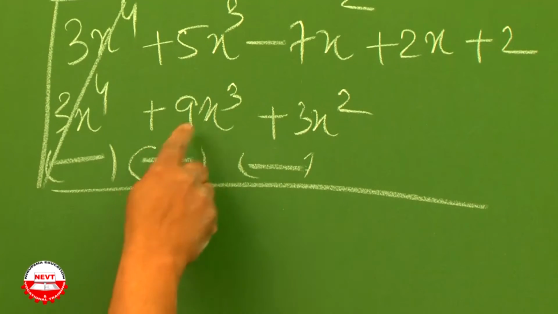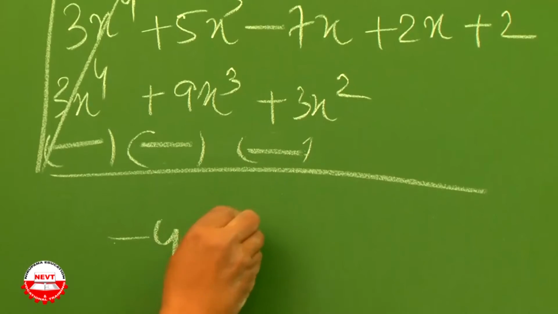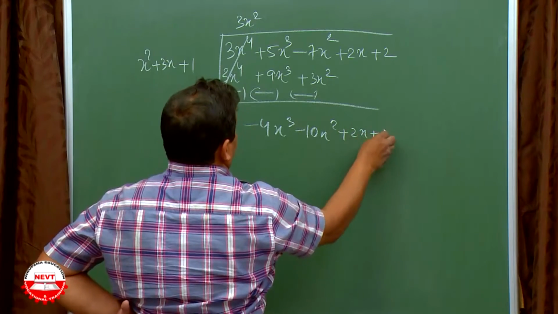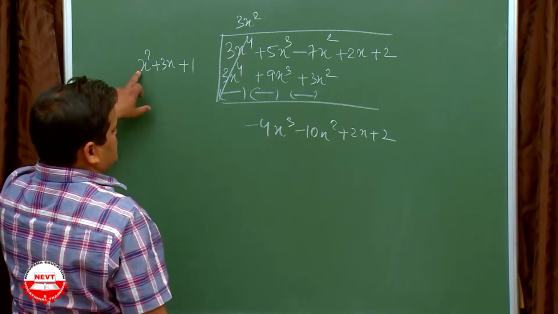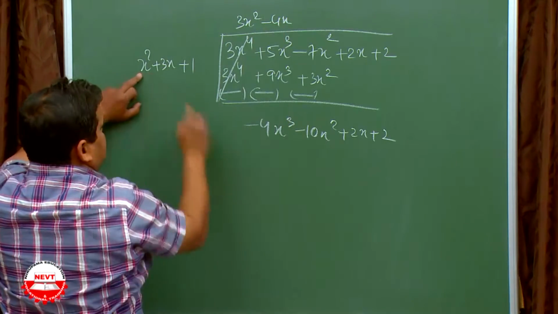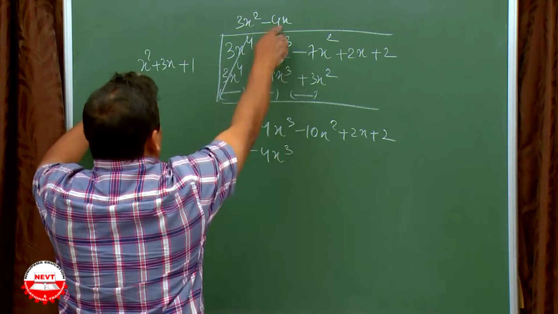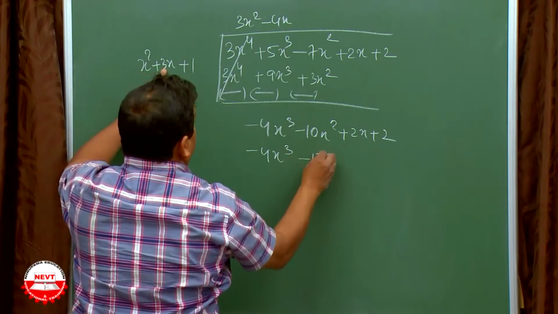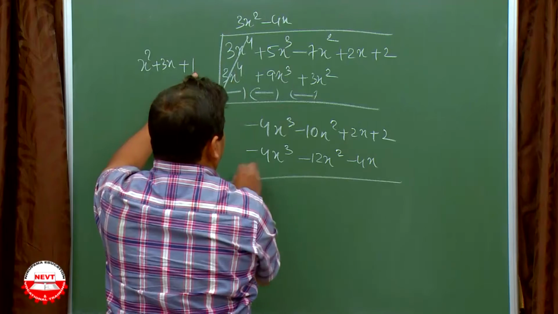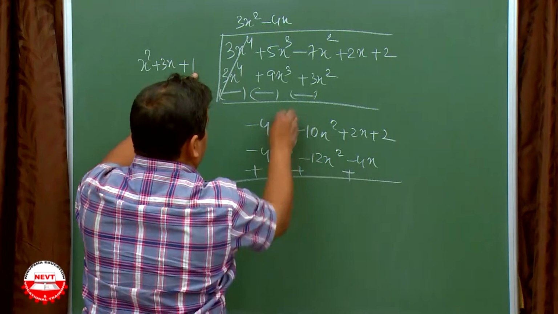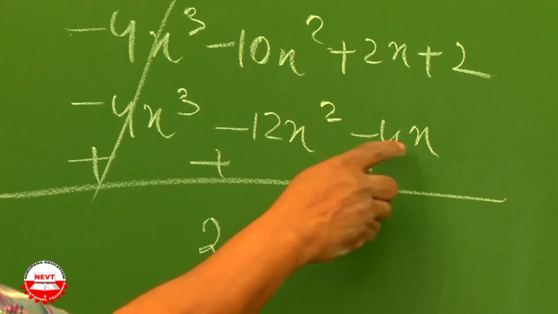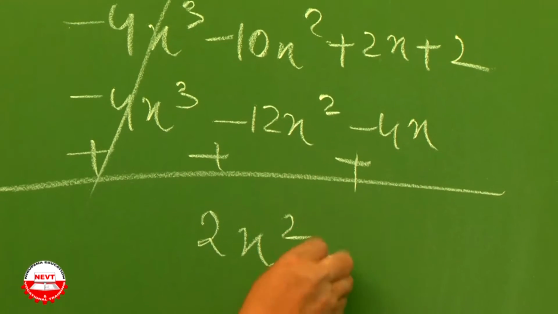Plus 5x cube minus 9x cube is minus 4x cube. Minus 7 minus 3 is minus 10x square, plus 2x plus 2. What will we apply here? x square here, minus 4x cube, so minus 4x. Minus 4x into x square is minus 4x cube. Minus 4x into 3x is minus 12x square. Minus 4x into 1 is minus 4x. Minus 10x square plus 12x square is 2x square. Plus 4x plus 2x is 6x.